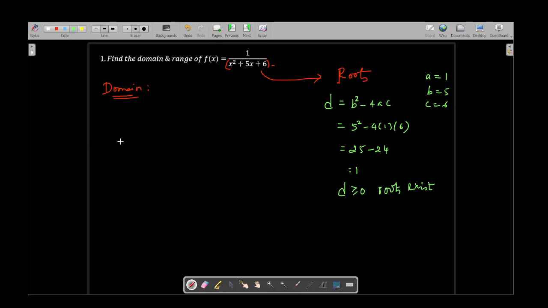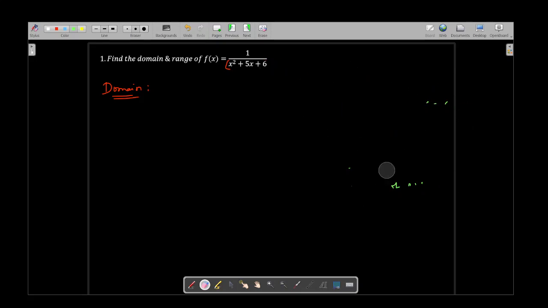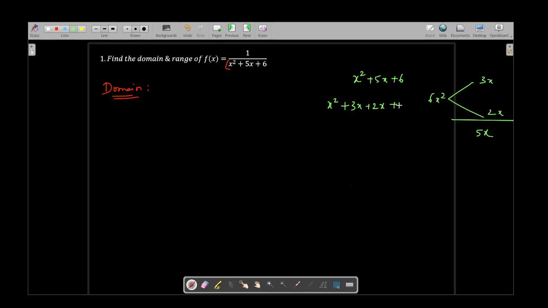To find the roots, I'll take the quadratic polynomial itself, x squared plus 5x plus 6. The product should give me 6x squared and the sum should give me 5x. So I can clearly take 3x and 2x. So this is x squared plus 3x plus 2x plus 6. So x into x plus 3, plus 2 into x plus 3. So this is x plus 2 into x plus 3.